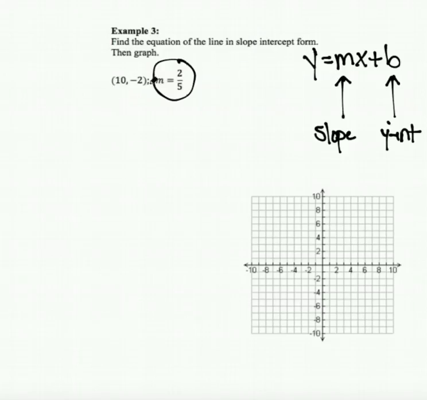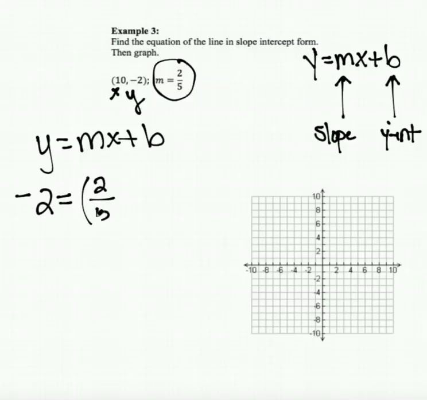But we do have an ordered pair. We have an x value and a y value. So we can use that information and plug it in. So step 1 is done. We have the slope. We're moving on to step 2. It says we're going to use y equals mx plus b. Step 2 tells us to plug in values for x, y, and b. So that's going to give me negative 2 equals 2/5 times 10 plus b.